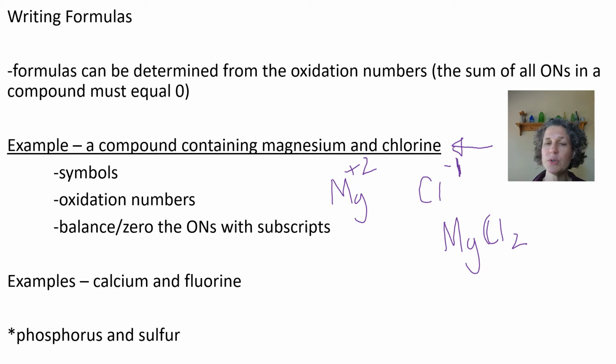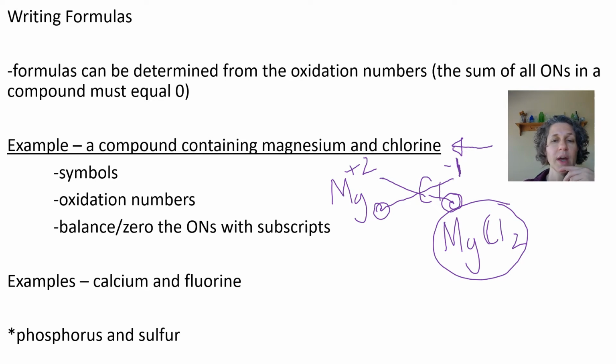Some people will use what they call the crisscross method, where they would take this number, not the positive, but just the number, and cross it over, and it would become that subscript. Same thing, this 1 would cross over and become this subscript. Typically, you don't write 1s. They are understood to be there. In this formula, you have 1 Mg and 2 Cl's. So the compound formula is MgCl2.